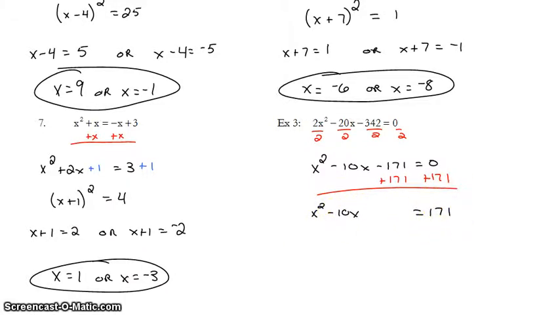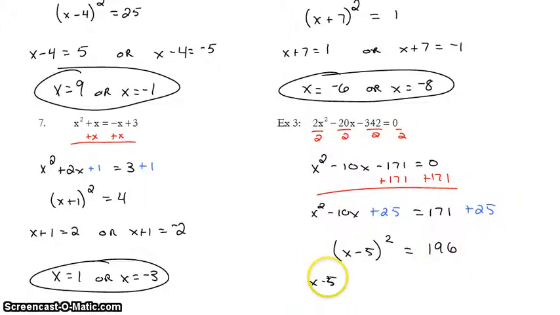I can now complete my square. Negative 10 divided by 2 is negative 5. If I square that, I get 25. So plus 25 and plus 25. Since that divided by 2 was negative 5, that should tell you you have an x minus 5 squared. And that equals 196.